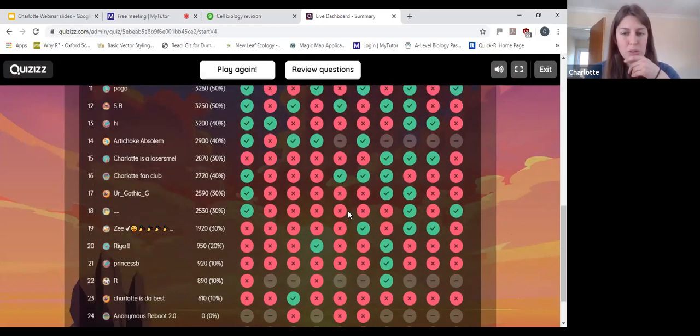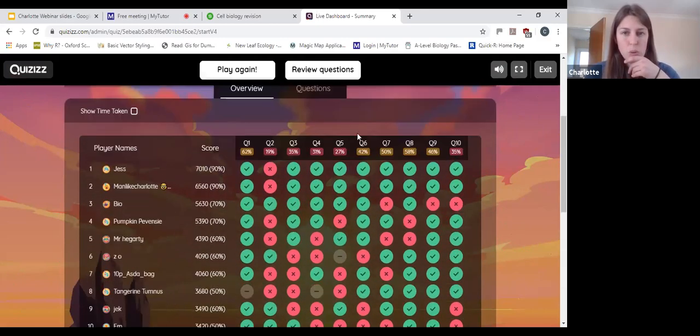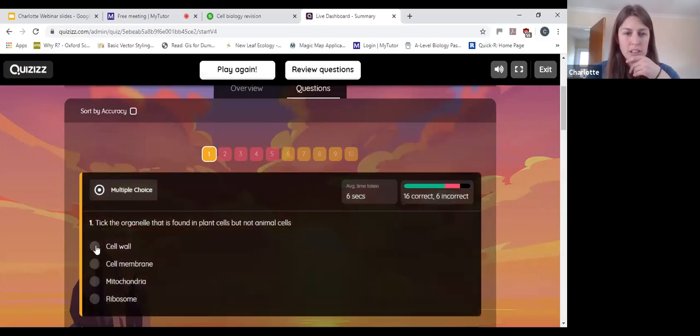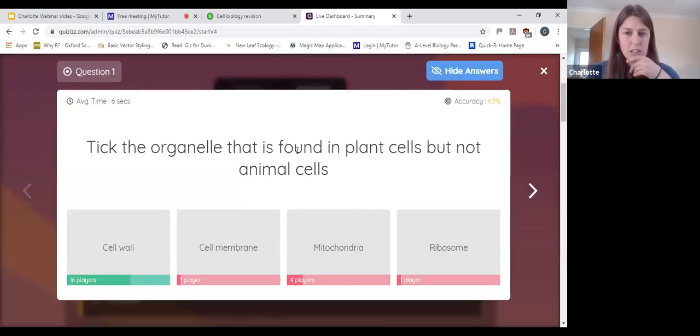So quite a few people struggling with question 2.10. Can I do the answers now? Yes. Okay. Take the organelles found in plant cells but not animal cells. So the answer there was the cell wall. Cell membrane, mitochondria, and ribosome are all found in all of them.